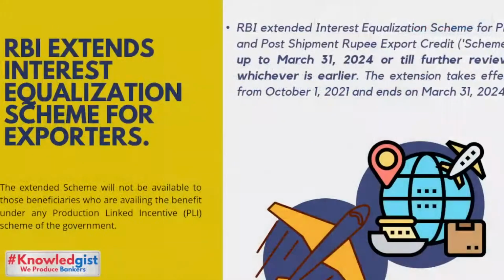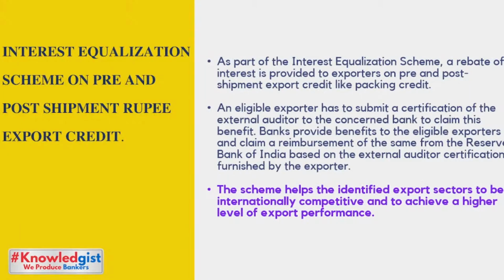Okay. So what is the interest equalization scheme? RBI has extended the equalization scheme for pre and post shipment rupee export credit up to March 31st, 2024, or till further review, whichever is earlier. The extension takes effect from 1st of October to 31st March 2024. It is especially for the performance linked incentive scheme, PLI scheme, that has been extended by the Prime Minister in the theme of self-reliant India, Atmanirbhar Bharat.